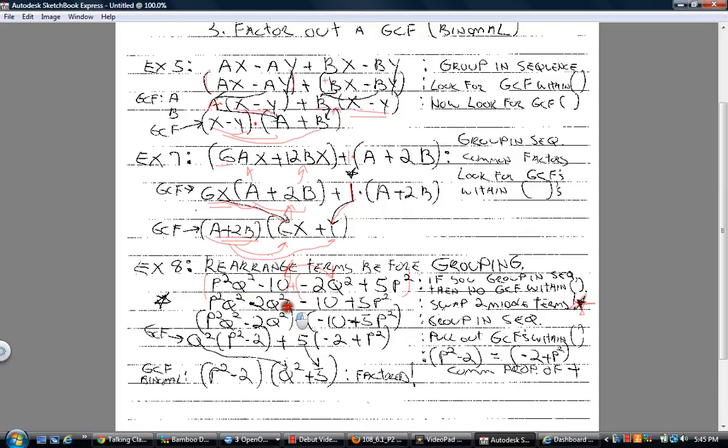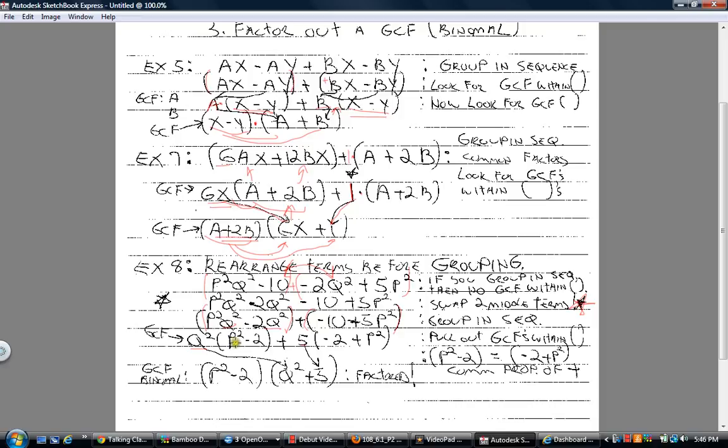Once you've done that, now you go ahead and restart your process. Put your parentheses around the first two terms, around the second two terms. Look for your first round of GCFs, which is, I see q squared in both of these. I pull it out. Over here I see a negative 10 and a 5, and I'm going to pull out the 5. I'm left with minus 2 plus p squared. Now over here you notice it's p squared minus 2.